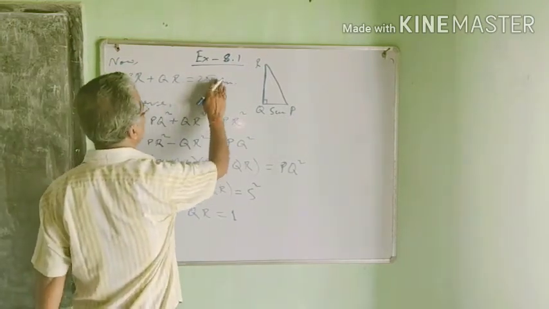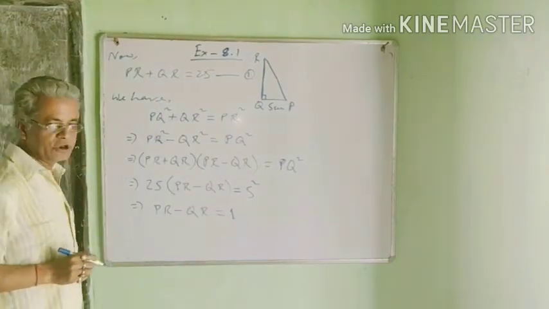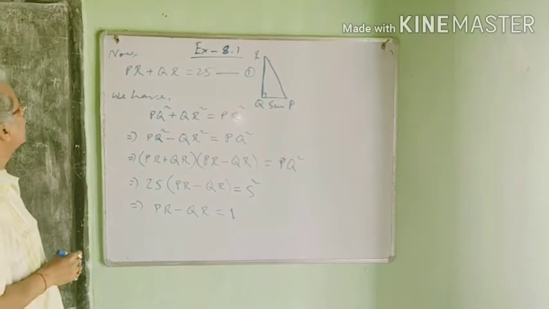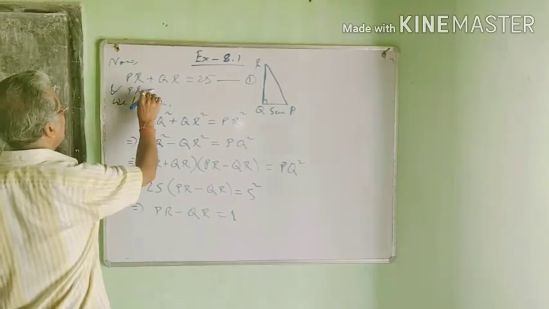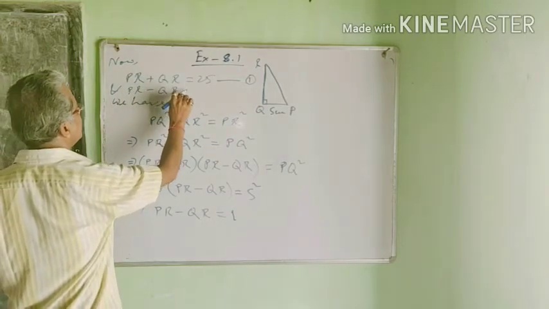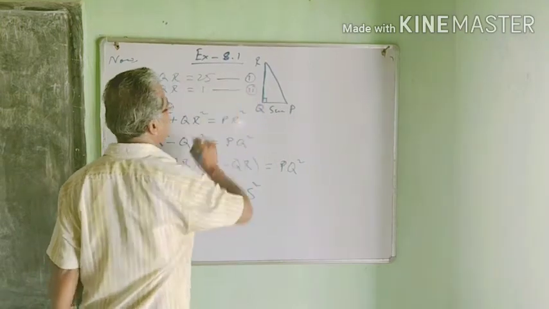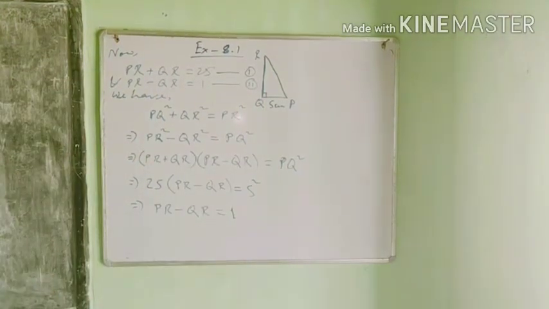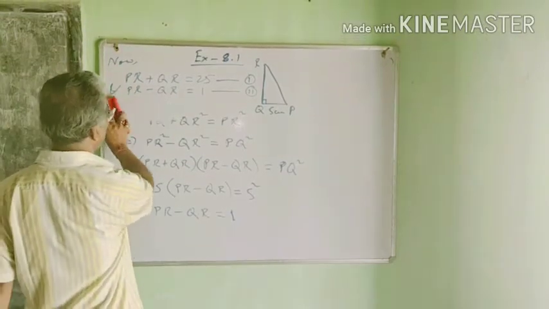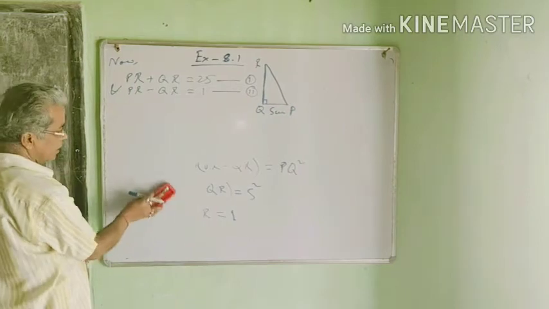PR plus QR is equal to 25. Take it as equation number 1. And PR minus QR is equal to 1. Take it as equation number 2. From these two equations, we can find what is PR and what is QR.